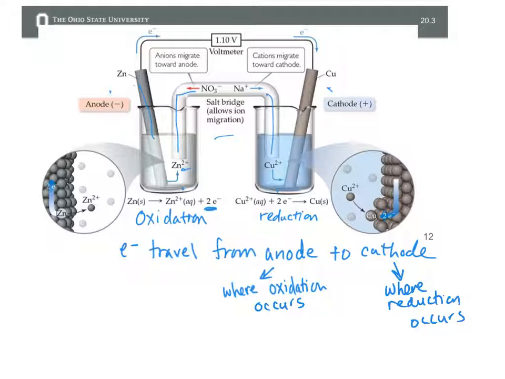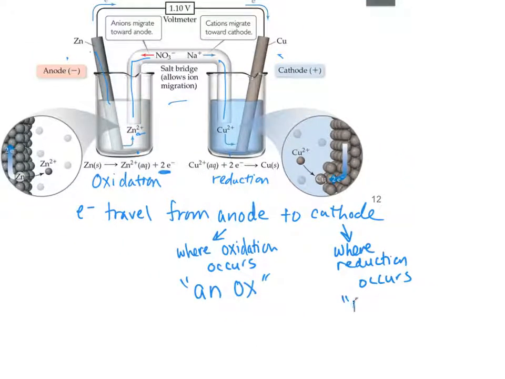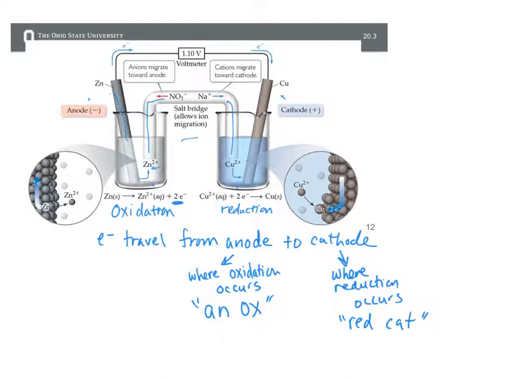There's another saying for remembering: oxidation occurs at the anode. The one that I like is an-ox. Remembering that reduction occurs at the cathode, you can have red cat. You can also remember that anode and oxidation both start with vowels. Reduction and cathode start with consonants.